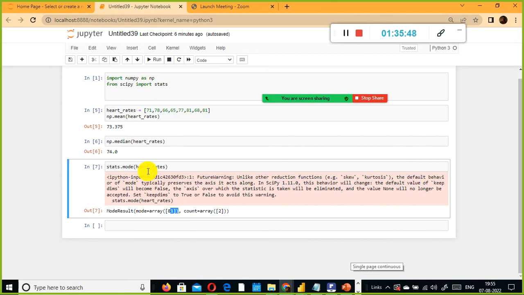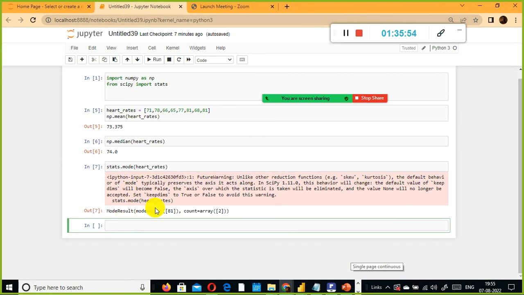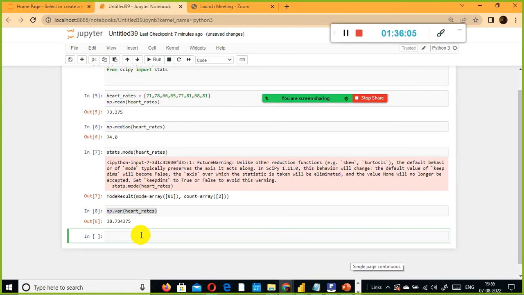Next, if you want to find the variance, you have np.var with heart rates. So what is the variance here? np.var gives me the variance as 38, and for standard deviation, np.std. In the NumPy package itself, almost everything is available. np.std heart rates.